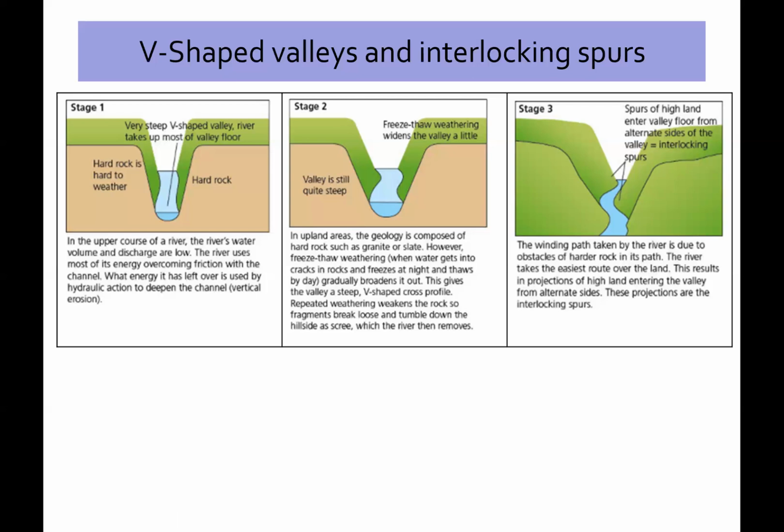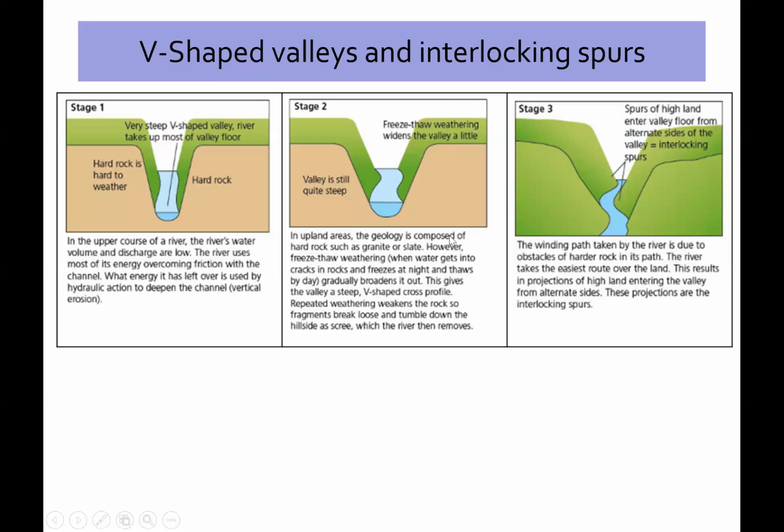And usually the rock there is quite resistant, it's quite hard, so it might be something like granite or slate possibly, and it doesn't erode very quickly. It's quite resistant to that erosion. So a river going from stage 1 all the way to stage 3, that can be thousands, hundreds of thousands of years for that process to take place.